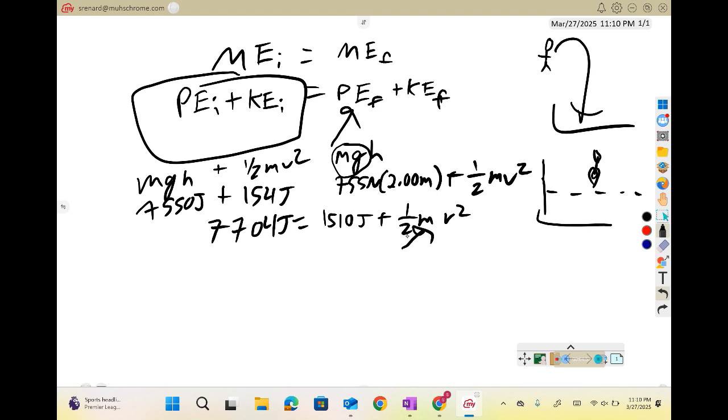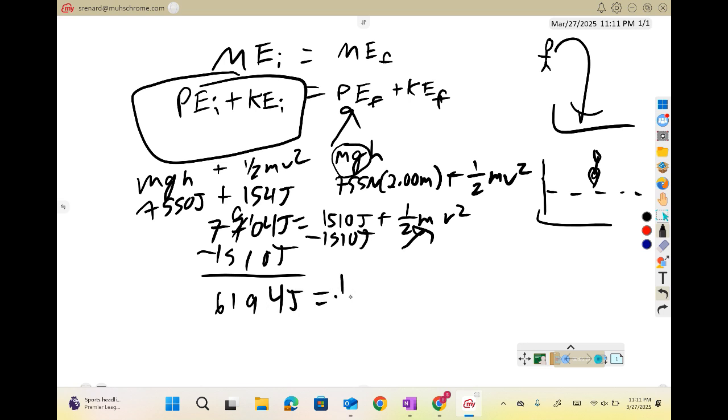We already solved for mass. That should be in your notes. I'm not going to give it to you. Once we have that, we would subtract that 1,510 from both sides, and we would end up with whatever number this is right here, 6,194 joules, which represents his kinetic energy. And then we would just solve for velocity.